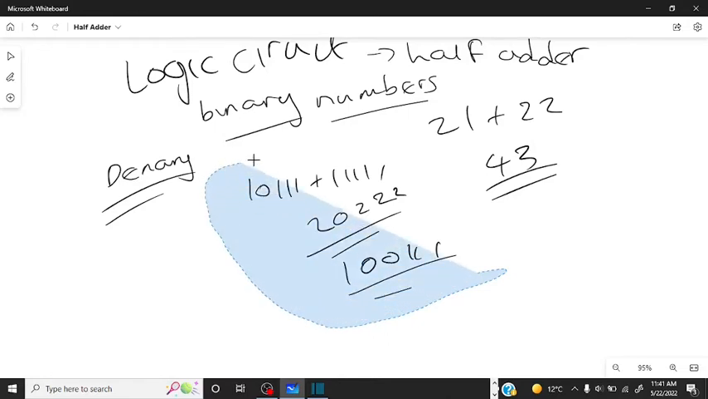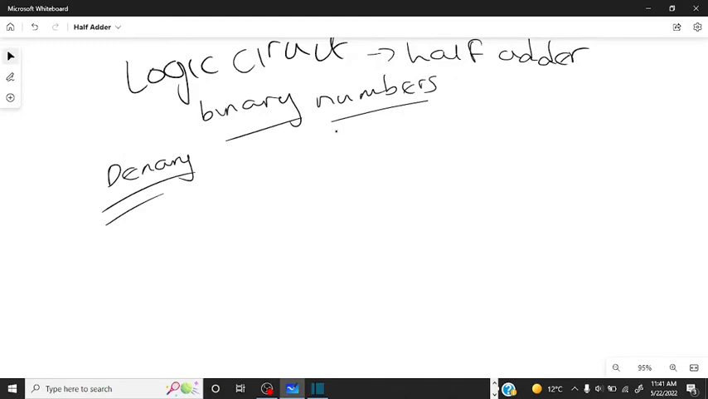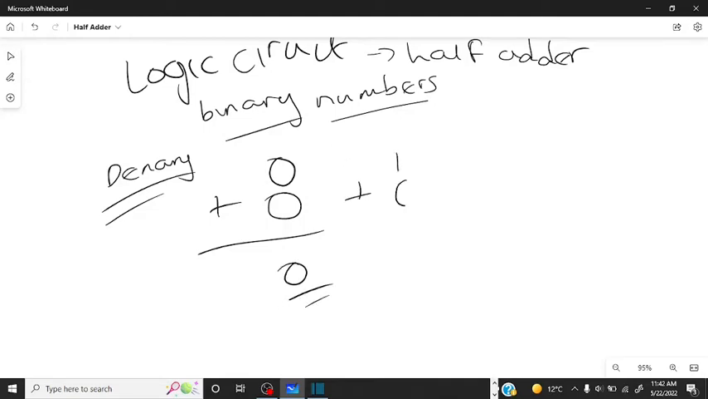Now, to build this half adder, we're gonna use a little bit of logic and some logic gates in order for it to work. So let me explain how binary numbers are added. The first example we're gonna start with is the simplest: 0 plus 0. And 0 plus 0 in any number system is always 0. The next example is gonna be 1 plus 0. 1 plus 0 in the denary system is 1, and in the binary system it's also 1. The other example we're gonna look at is 0 plus 1.